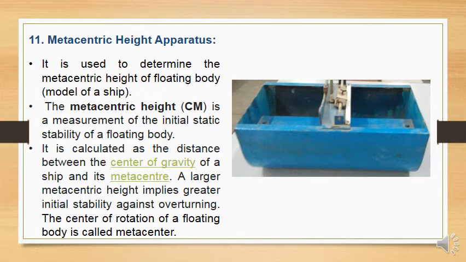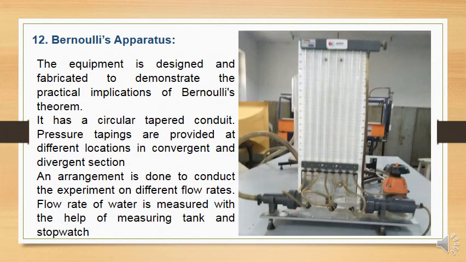A larger metacentric height implies greater initial stability against overturning. The center of rotation of the floating body is called the metacenter. It's also written over here. So when the body is rotating, the center point where it is going to stabilize is called the metacenter. In detail we will discuss how it is determined theoretically, and practically you will determine it by using this apparatus, and again you are going to compare both of these values.